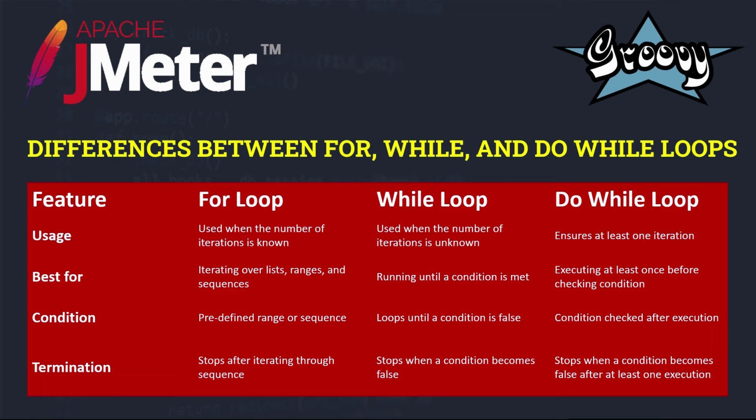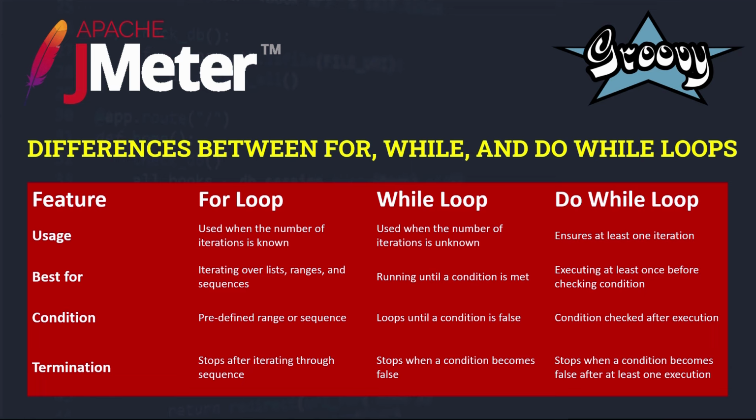You need to understand the difference between these three so that you can utilize the loop as per your requirement and scenario. The first thing is when you should use the for loop. You should use it when the number of iterations is known. For example, if you want to run 10 iterations or 5 iterations. You will use the while loop when you don't know the number of iterations. And do while ensures that at least one iteration will be executed. For loop is best for iterating over lists, ranges, and sequences.